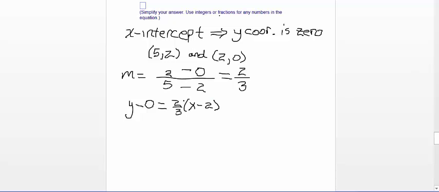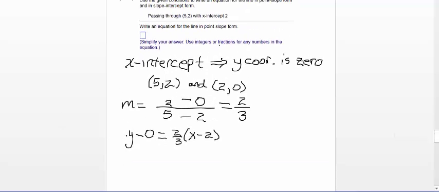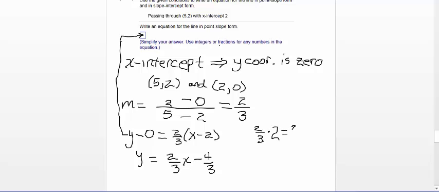So I'm going to use the x-intercept, the point 2, 0, as my x1, y1, and I'm going to use the point-slope form of the equation. y minus y1 is y minus 0, m is 2/3 times x minus x1, which is x minus 2. And I'm going to simplify that. y minus 0 is just y. 2/3 times x minus 2 is 2/3 x minus 4/3.